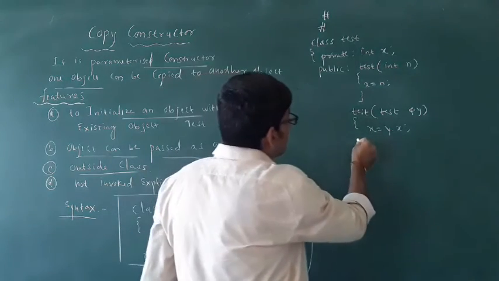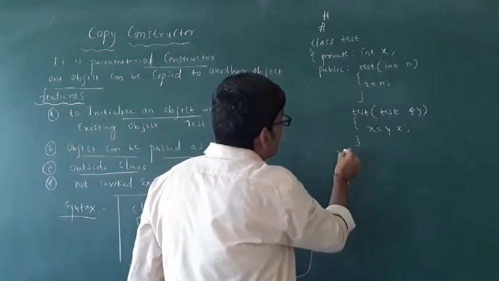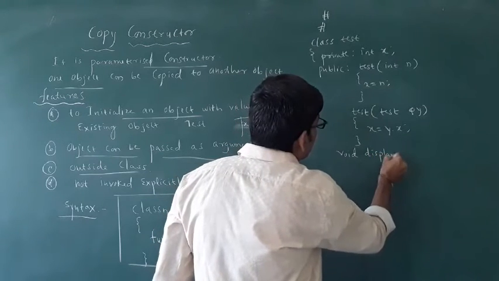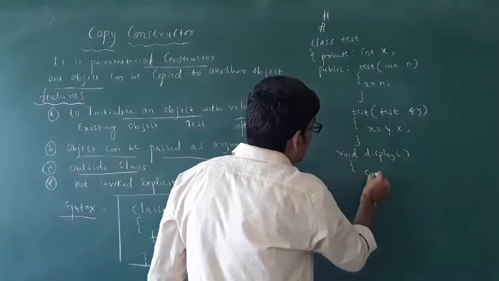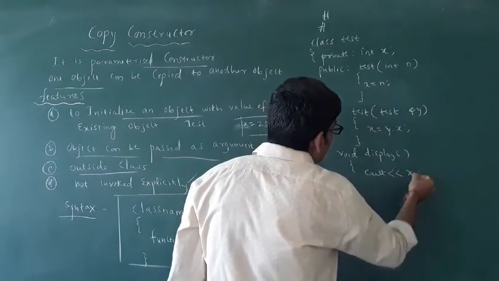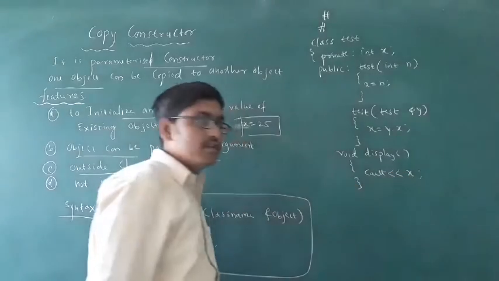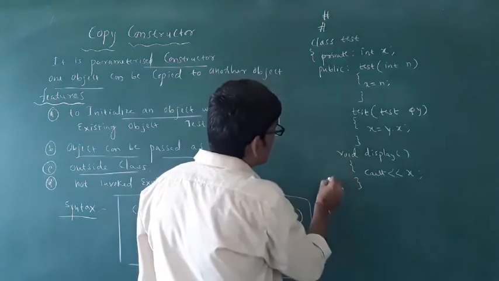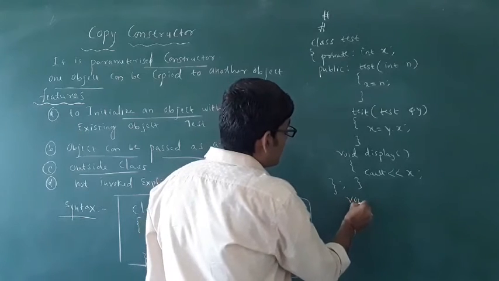Then now I am writing here void display. I want to display, in display cout x. Then take void main now, then close the class.